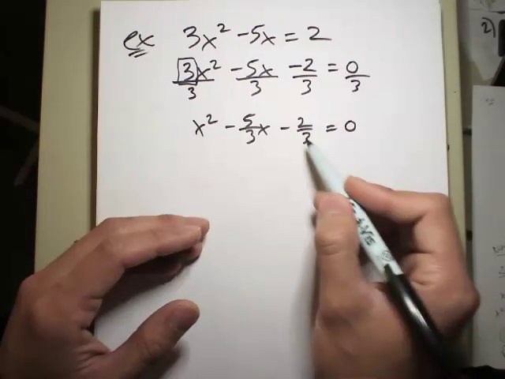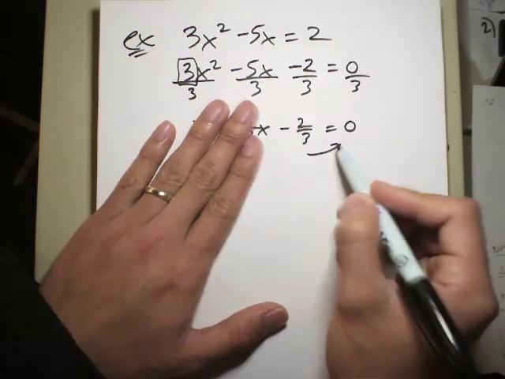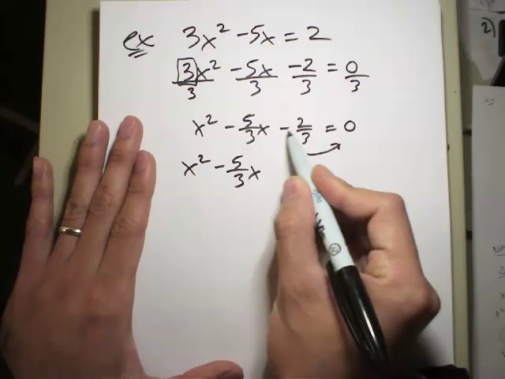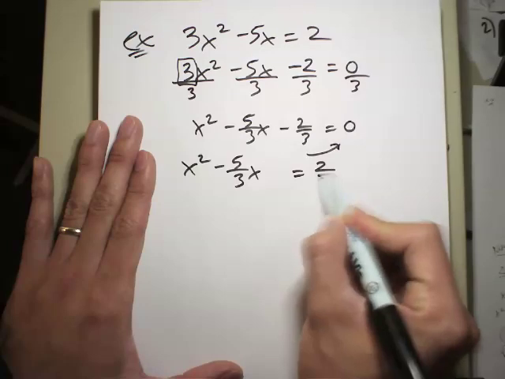And now, it looks complicated, but we're just going to have to find our new constant so that it will become a PST. So we'll go ahead and move this old constant over. It'll become x squared minus 5/3 x. Move it over, so you add it over, you end up with 2/3 on the other side.